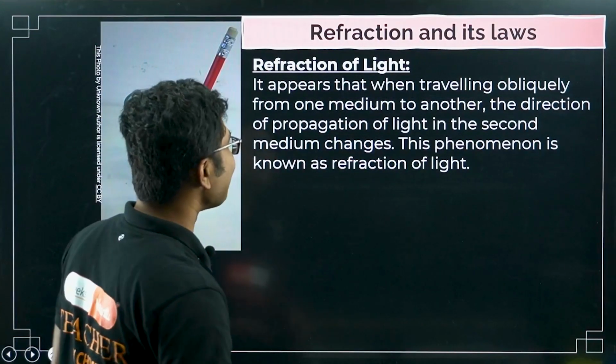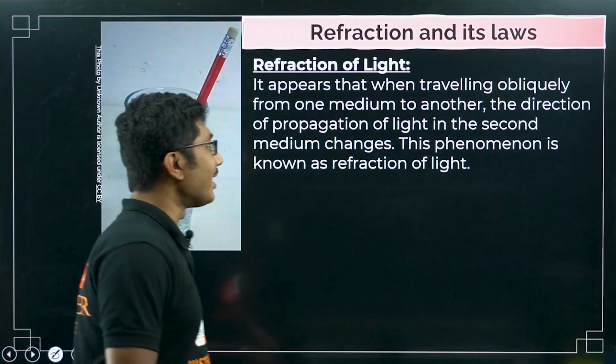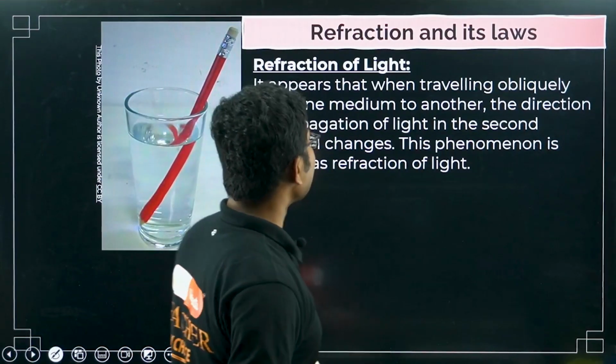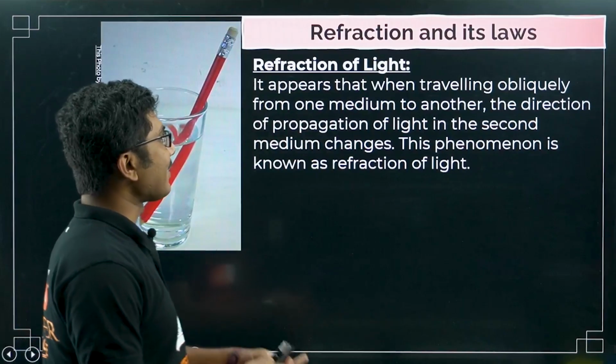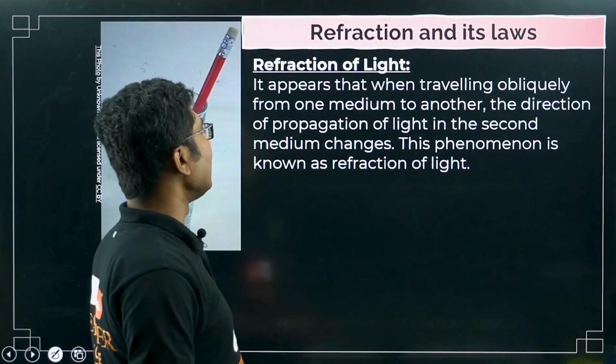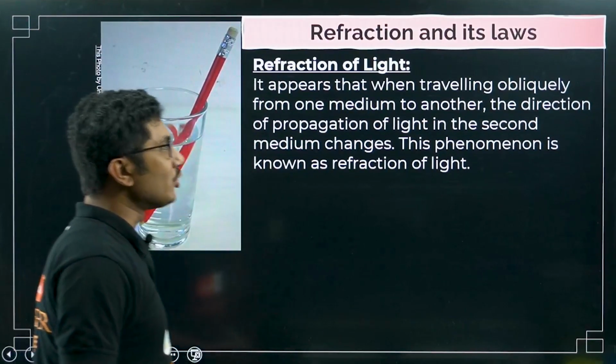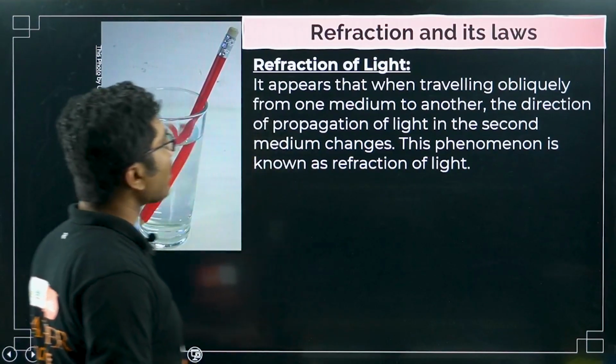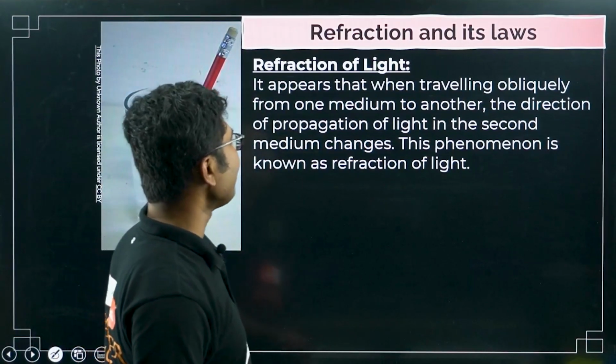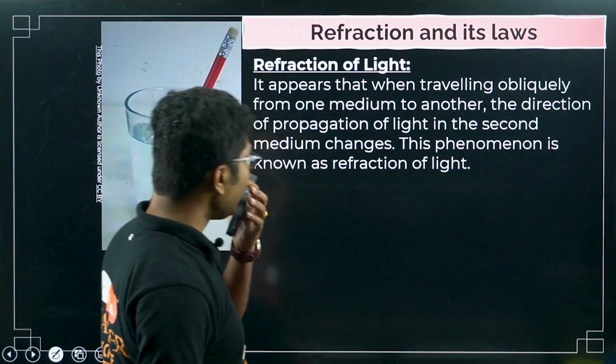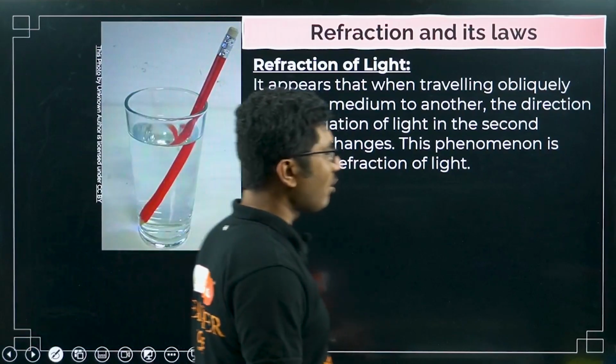I say the same thing again and again, please pardon me for that. Refraction of light: when light travels obliquely from one medium to another, the direction of propagation of light in the second medium changes. This phenomenon is known as refraction of light.